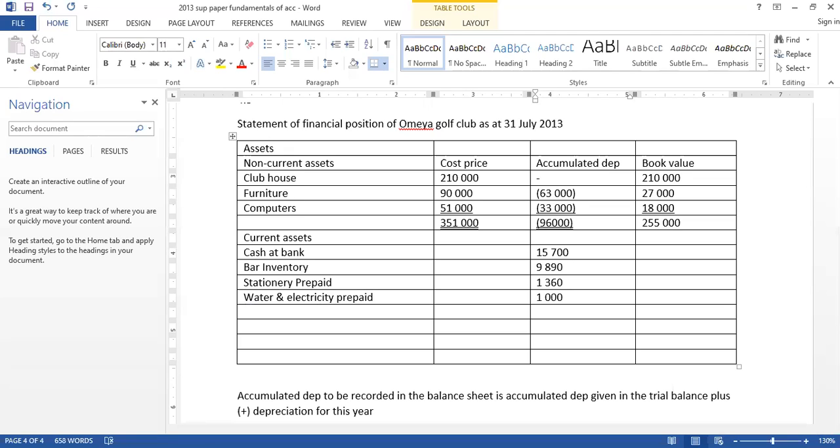On the information that you are given, we do not have any other current assets, and therefore we need to calculate our total current assets. So we have 15,700 plus 9,890 plus 1,360, and then plus 1,000. So in total you have 27,950. I hope you're getting the same answer. Did you get the same answer?